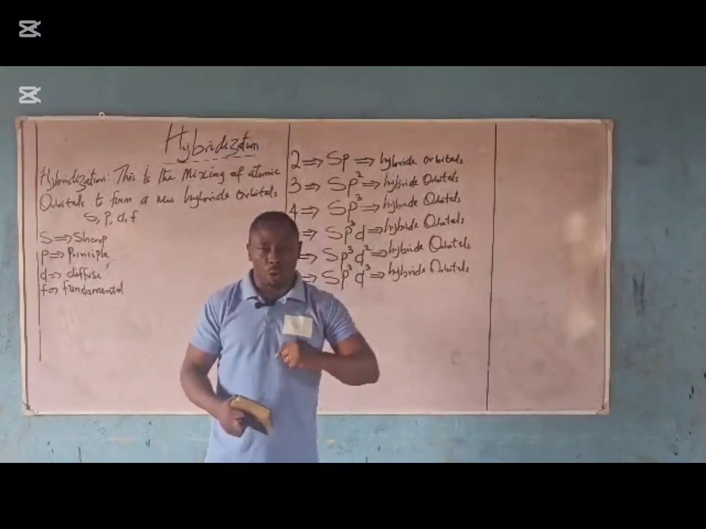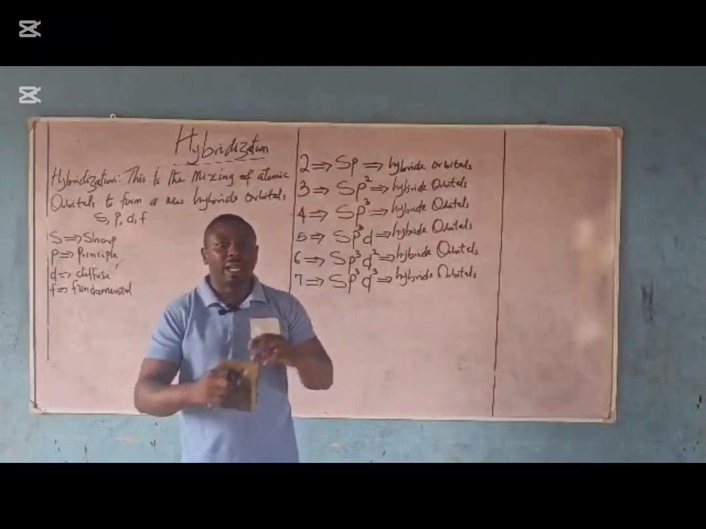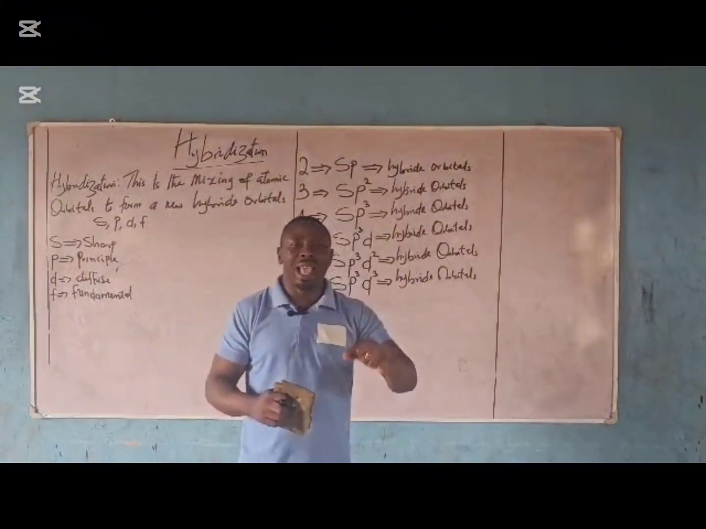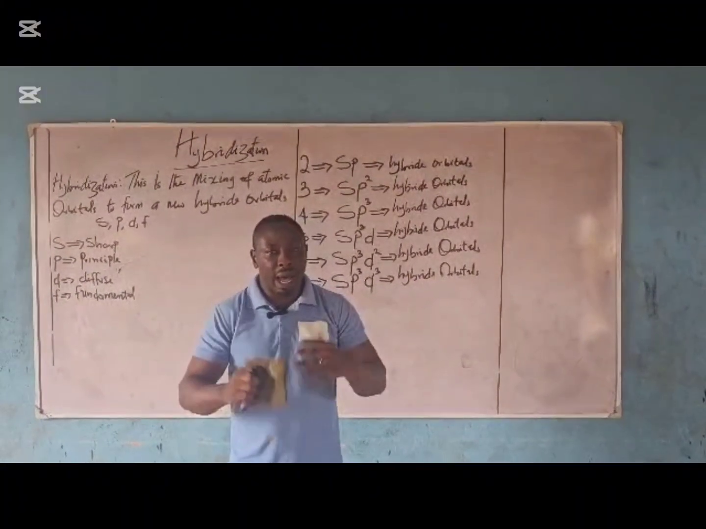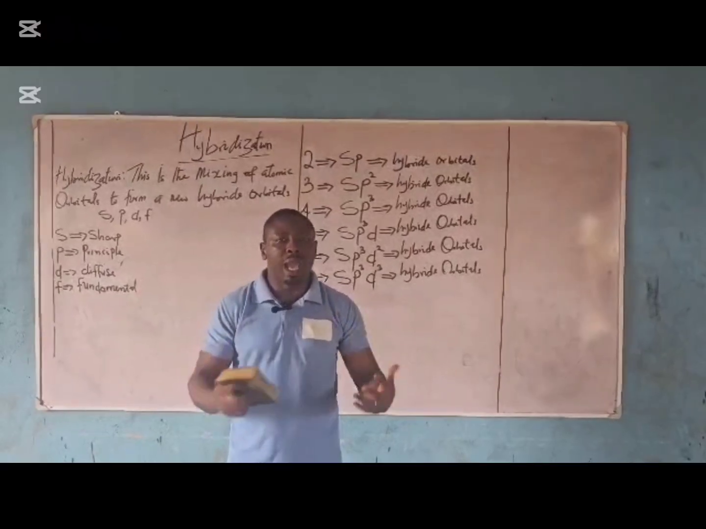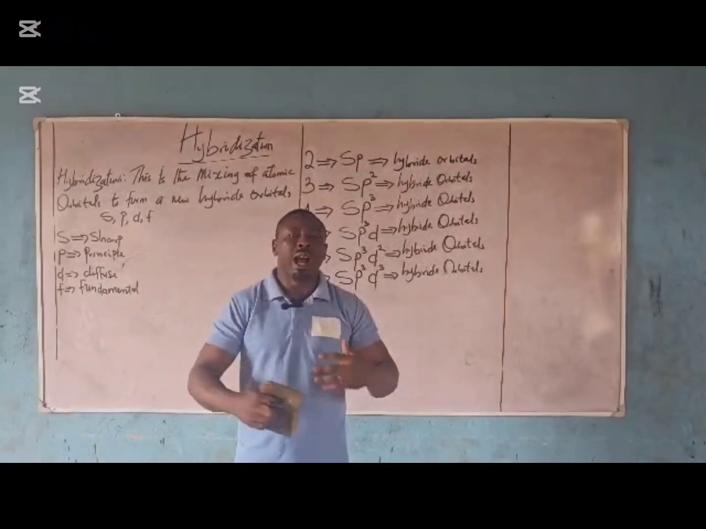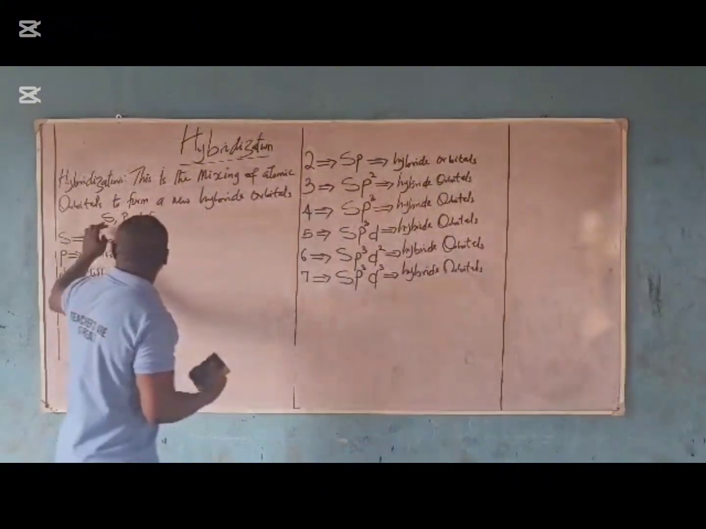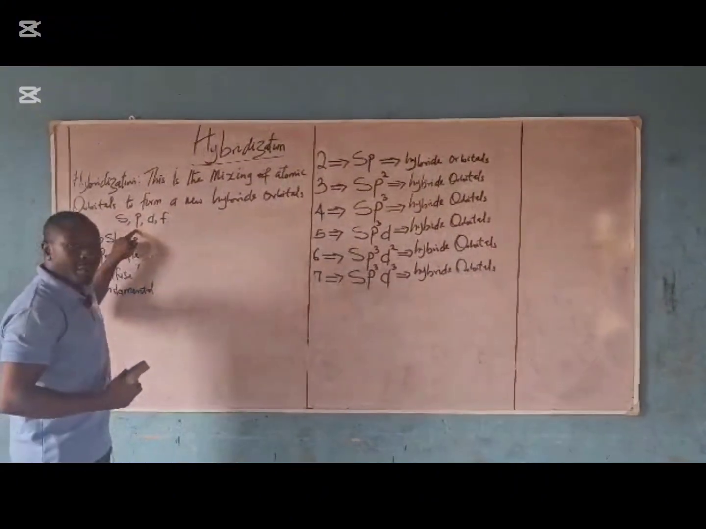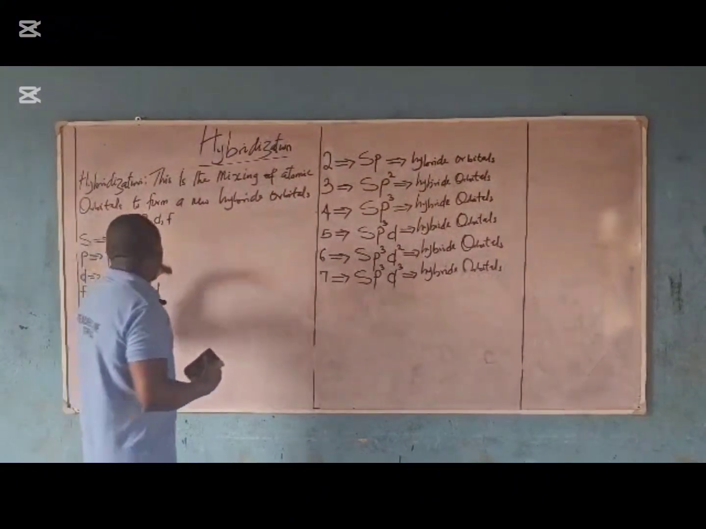Now, what are orbitals? Orbitals are regions in the nucleus where electrons can be found. I repeat, orbitals are regions in the nucleus where electrons can be found. We have several types of orbitals. We have the S, we have the P, we have the D, and we have the F.